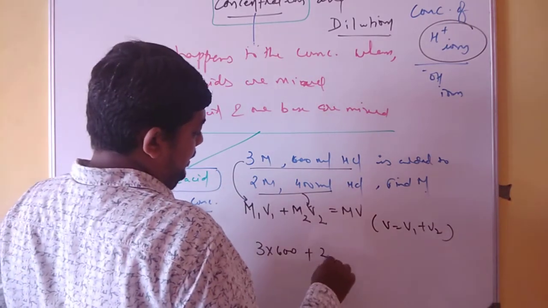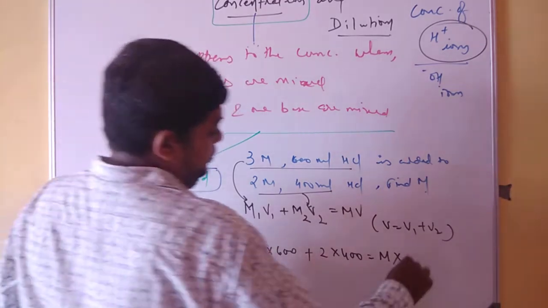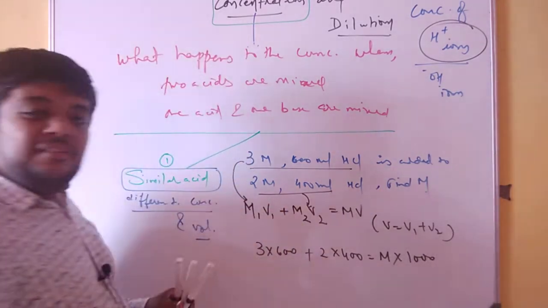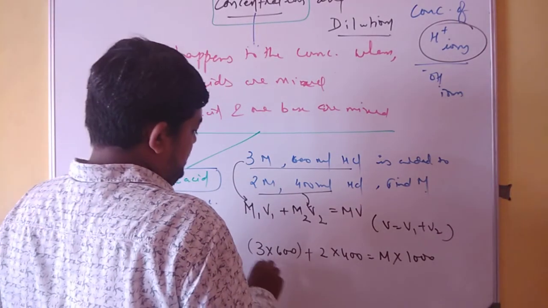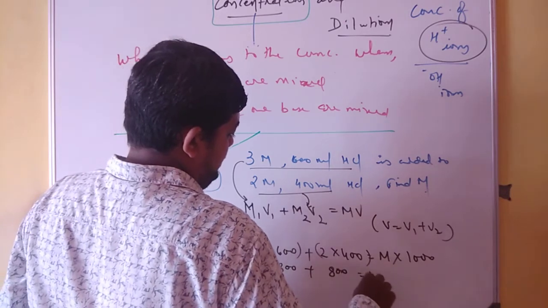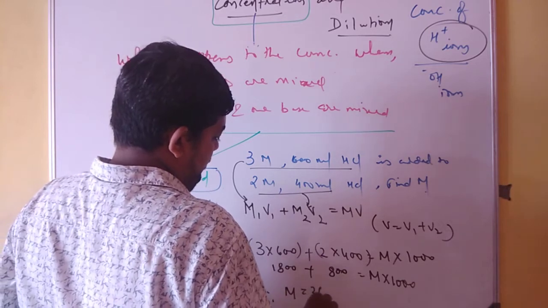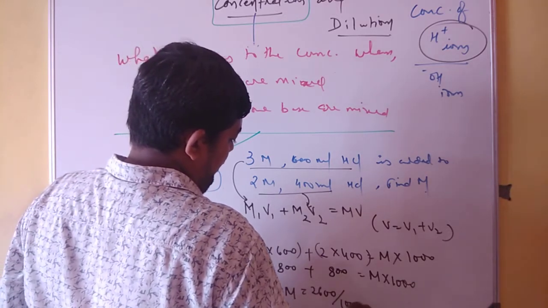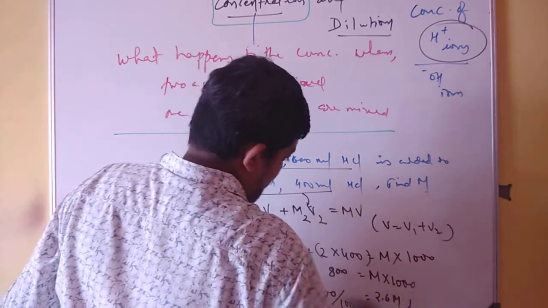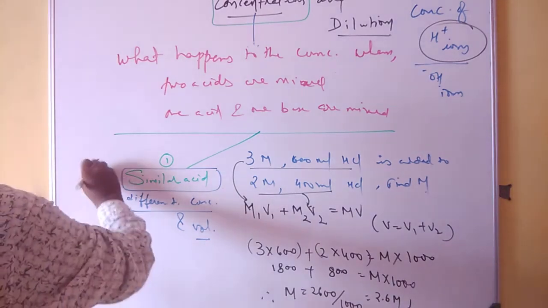So I'll make it crystal clear over here. 3 multiplied by 600, 2 multiplied by 400 into 1000. Why 1000? Total V is equal to V1 plus V2. So this set is 1800, this set is 800 into 1000. Therefore M is equal to 2600 divided by 1000, it will be 2.6 molar. So friends, the concentration is something like this. This is how we work. This is the molarity of that mixed solution. So this is case 1.